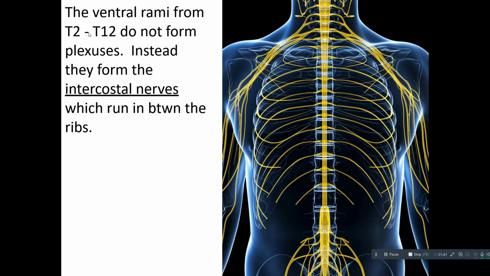Now, T2 to T12, they don't form plexuses. Instead, those ventral rami form these things called intercostal nerves, which we see here, these guys curving out between the ribs. And that's what the word intercostal means. So I see a plexus up here, I see a plexus down here, I see a plexus all the way up here as well. But then between T2 and T12, I've got no plexuses. Instead, I'm getting intercostal nerves.